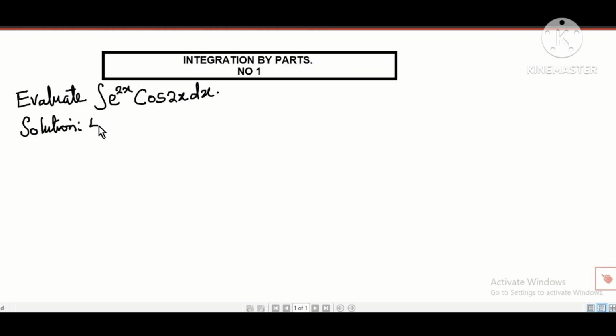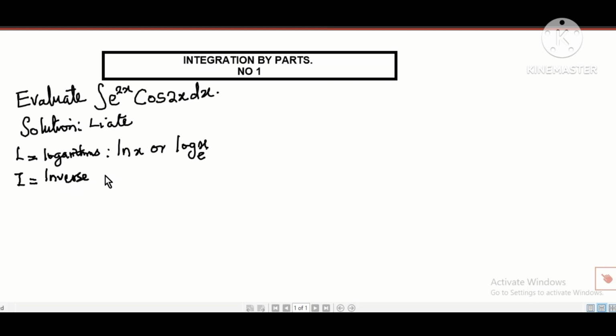So I'm going to use LIATE. So what is this LIATE? In this part one, I'm just going to say that L belongs to logarithm or log, and such log include ln x, or sometimes you see log x to base e. Then I represents the inverse, okay? And the inverse can be seen in the case of sine inverse or maybe cos inverse, all right?